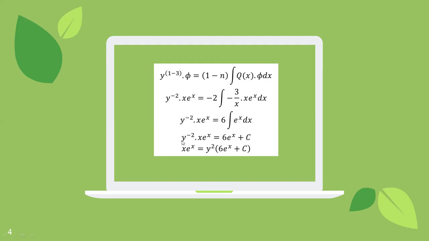If you want it simplified, since this one is y raised to negative 2, that would be equivalent to 1 over y squared. So you see that you have y squared already appearing here, because this one is x e raised to x over y squared. So you do cross multiplication, and this is already the final solution of your Bernoulli's equation.